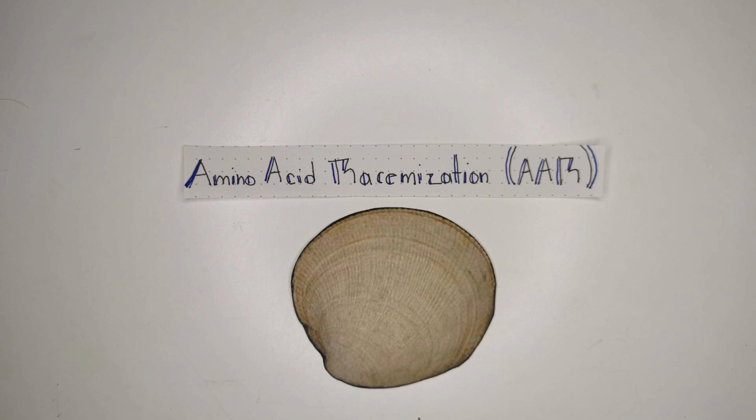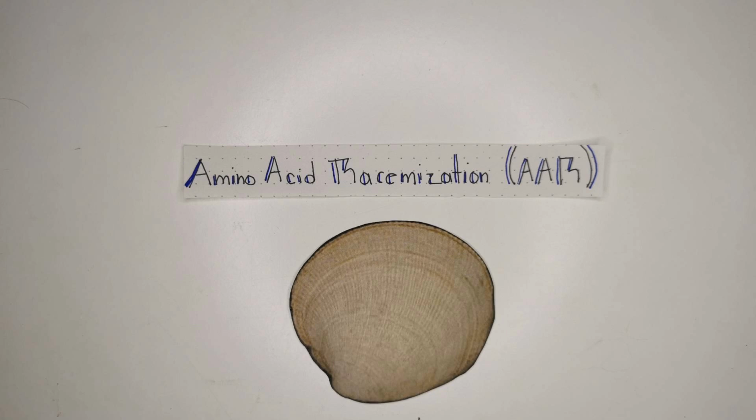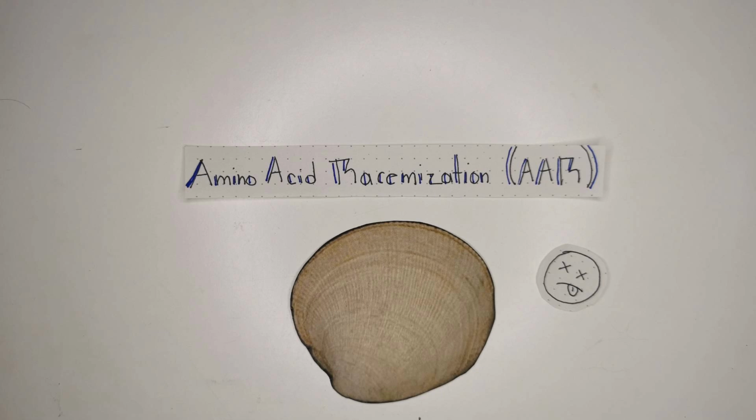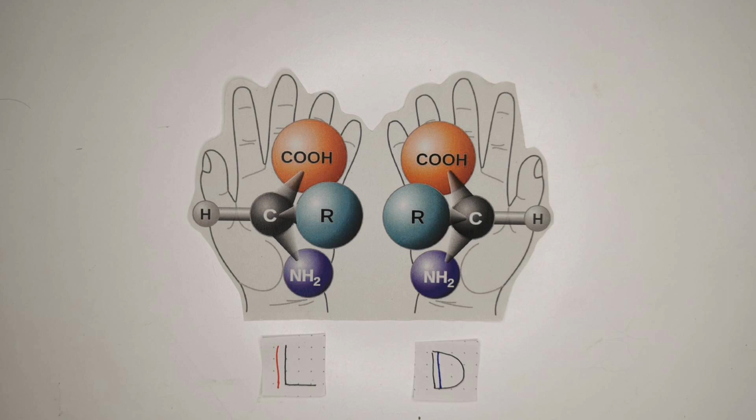This method analyzes the extent of protein degradation within shells and estimates the time elapsed since the cessation of protein formation, commonly equated with the organism's death. How? First, we need to know that there are two possible forms of the amino acids, levo and dextro, which are mirror images of each other, just like our hands.